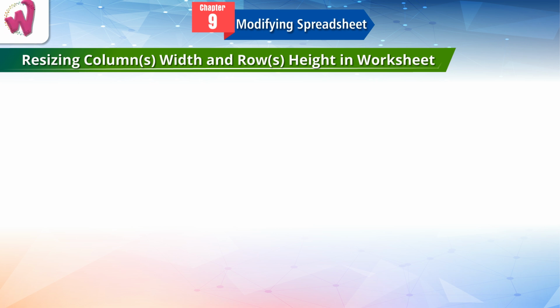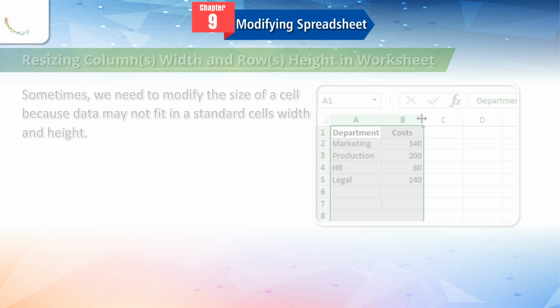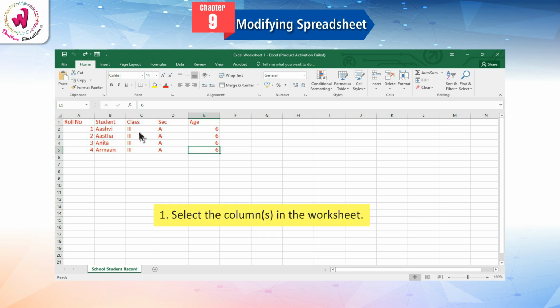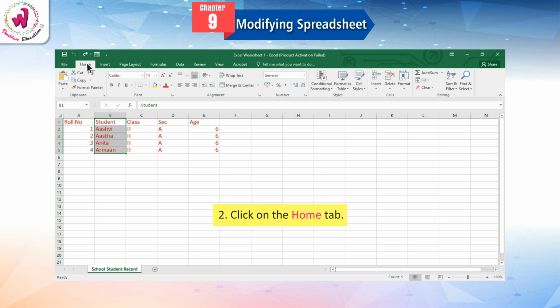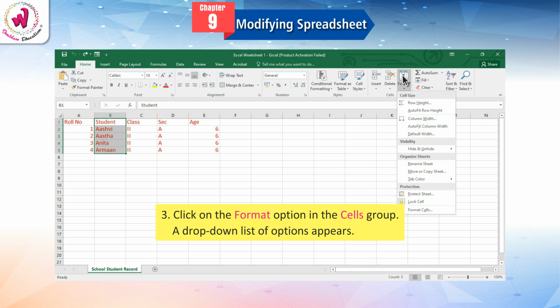Resizing column or columns width and row or rows height in a worksheet. Sometimes we need to modify the size of a cell because data may not fit in a standard cell's width and height. Resizing column width. To change the width of column or columns, follow the given steps. 1. Select the column or columns in the worksheet. 2. Click on the Home tab. 3. Click on the Format option in the Cells group. A drop-down list of options appears.